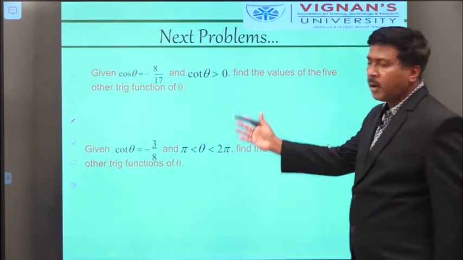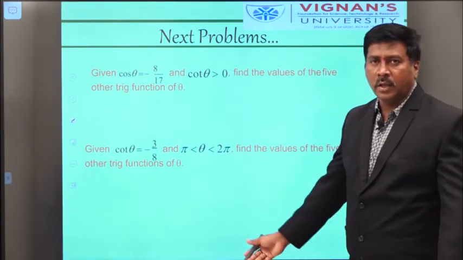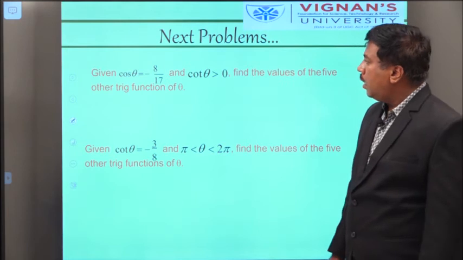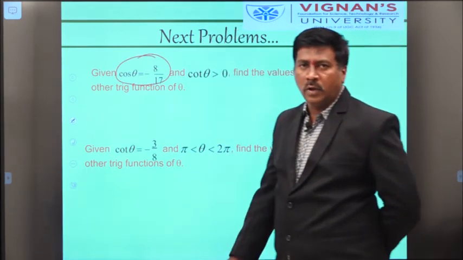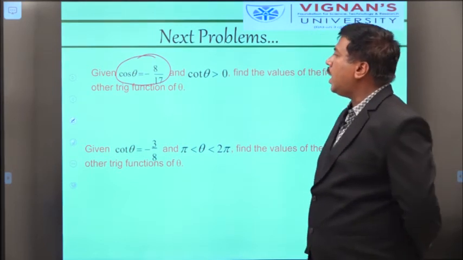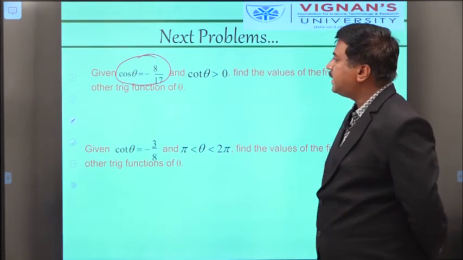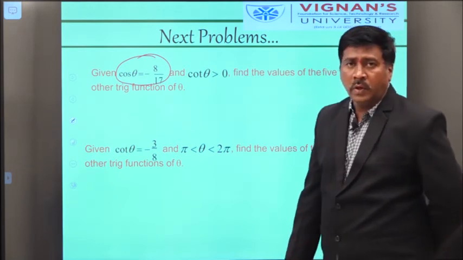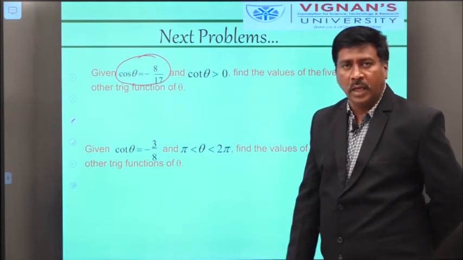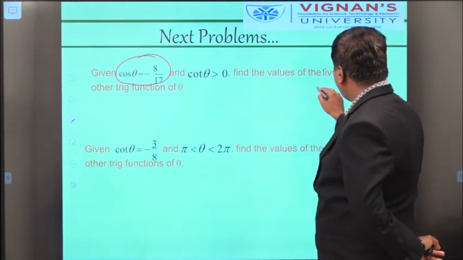Now, please all of you practice these problems, applying whatever conditions are applicable. I will give some hints for doing these two problems. Cos theta equals minus 8 by 17. Here the cos theta value is negative. Please all of you see this.